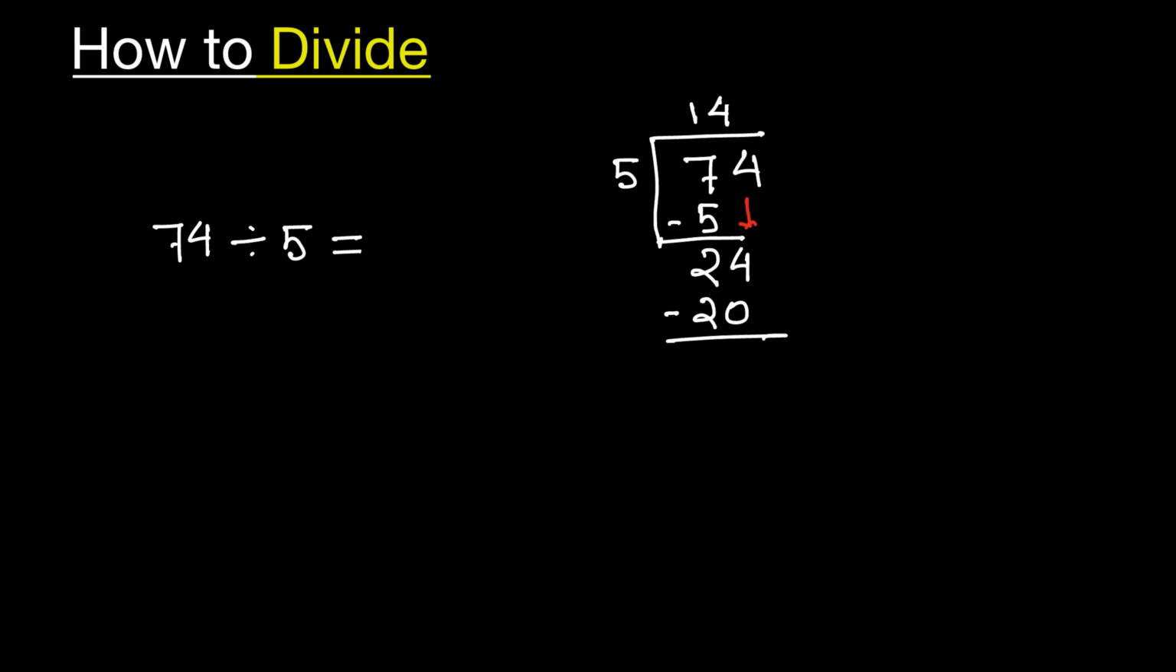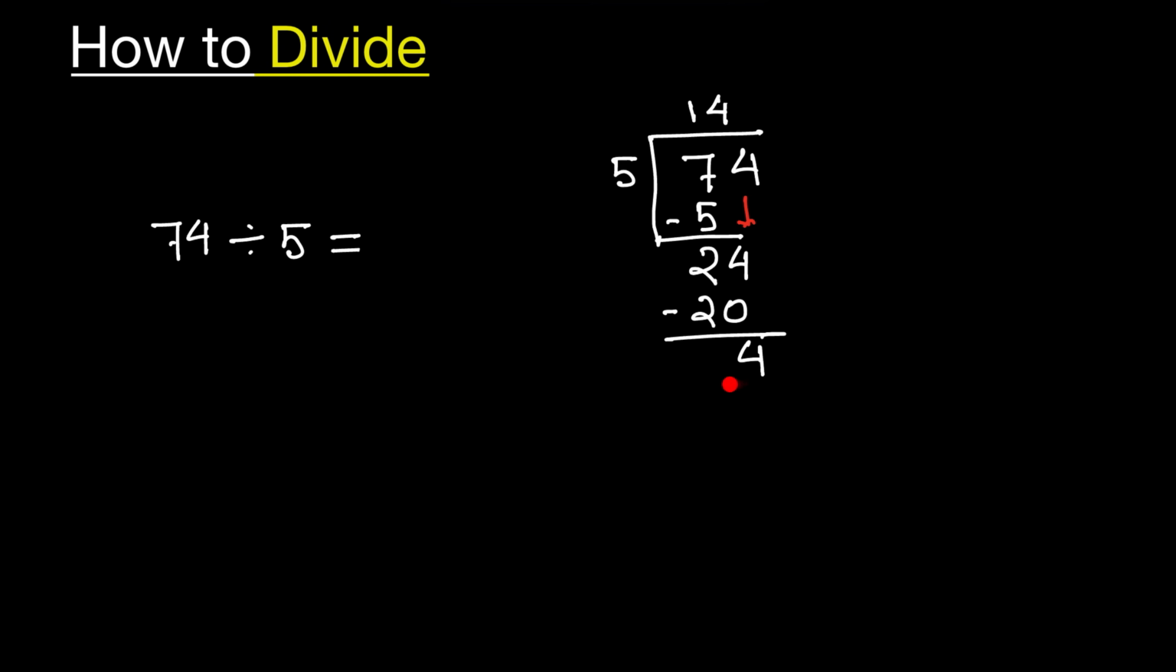Subtract, we get 4. Now see that this 4 is less than 5, but we have no number to bring down here. In this case, that is why we need to borrow one zero, and for that we need to put a decimal here. And we know that 5 times 8 is equal to 40.